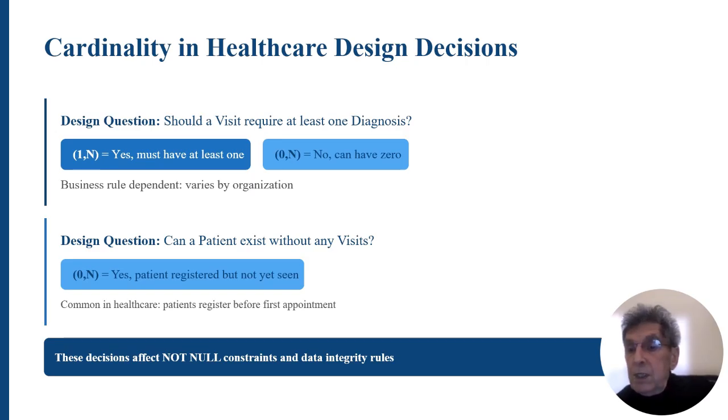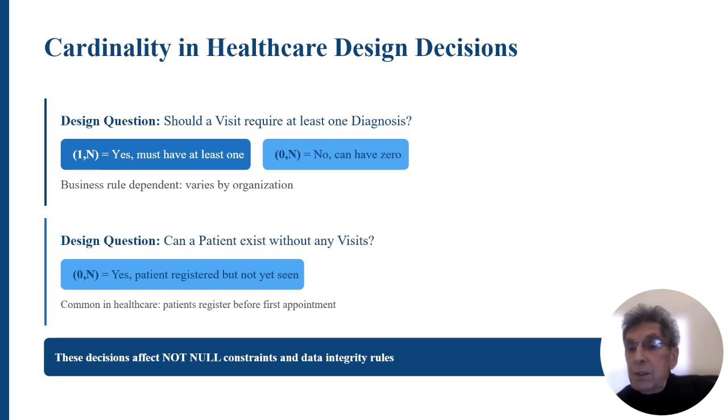If no, a visit can exist without a diagnosis, perhaps for canceled visits or incomplete documentation, then the minimum is 0. Notation O, 0. Optional. What's the right answer? Well, it depends on the organization's business rules. Some clinics require a diagnosis for billing. Some allow visits without a diagnosis for certain encounter types.